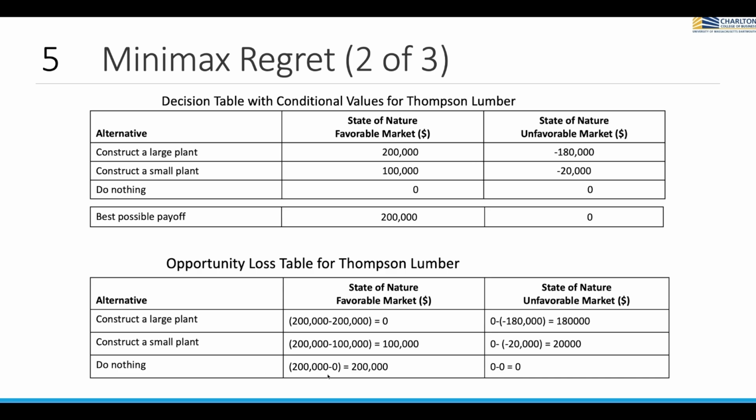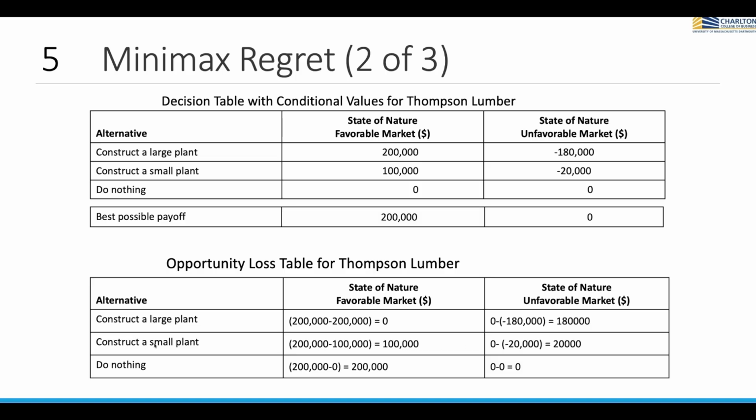And if we do nothing and the market is favorable, then we could have made 200k, but we are making nothing. So our regret would be 200k minus 0 equals 200k. Similarly, if we find that the market is unfavorable and we have built a large plant, our regret is 180,000, because if the market was unfavorable, we could have done nothing and lost no money, but since we have built a large plant in this scenario, we are losing 180k. So this is the regret.